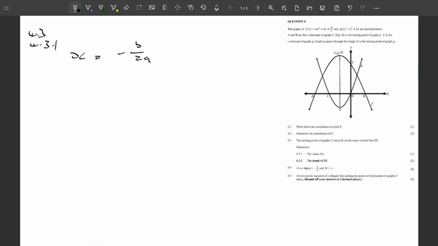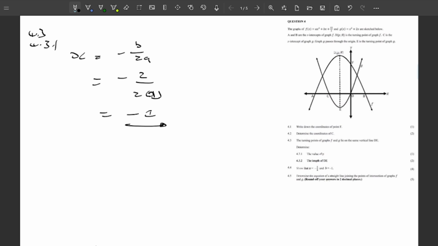You can find your answer in this sense. What is the value of b? It's 2 over 2. The value of a, it's 1. It's 1 here. Then my answer is what? Negative 1. And then this is how you can find it.